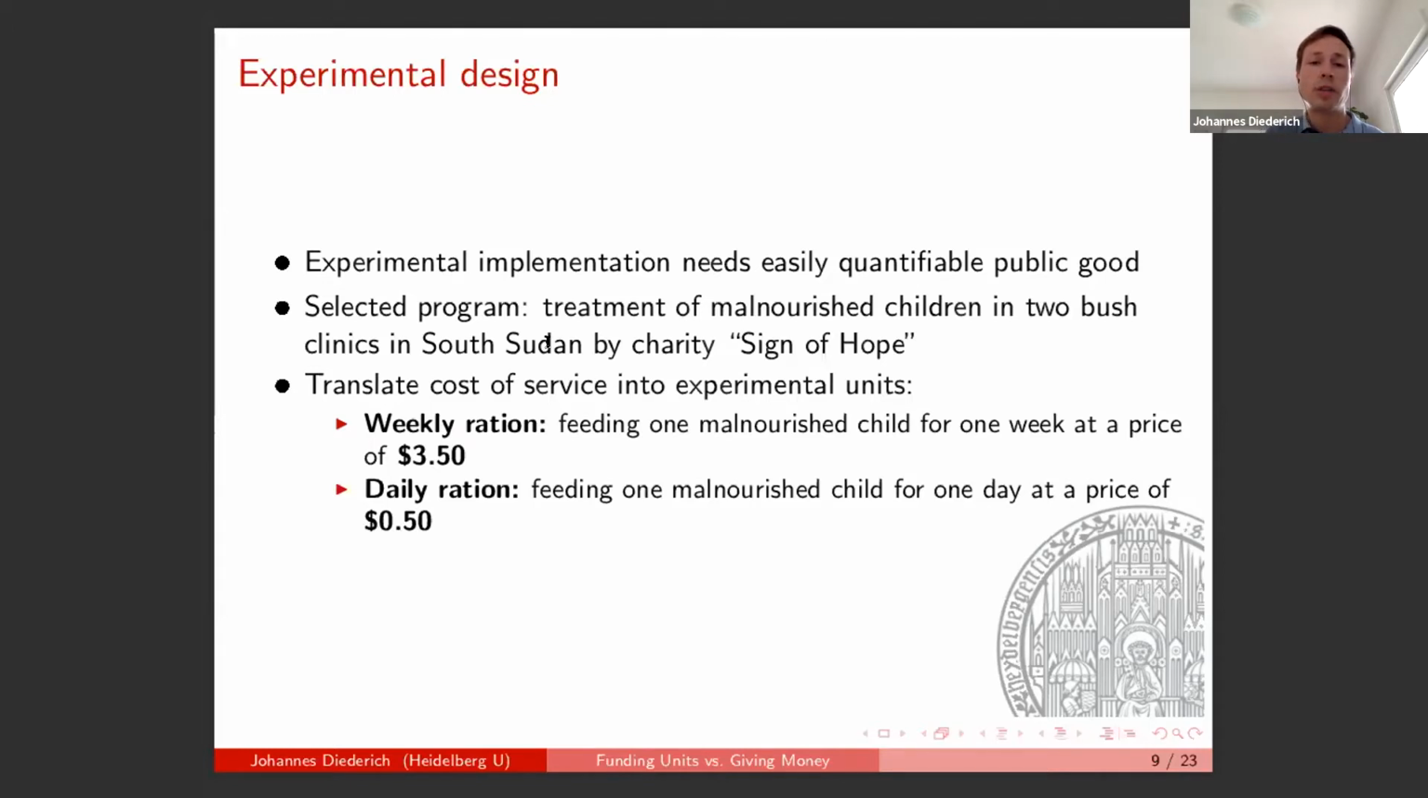The service cost about $15 US per month to feed one child. So we partitioned that, for the sake of the experiments, into two sizes of units that the donors can choose. One was a weekly ration that would feed one child for 1 week, and that would require a donation of $3.50, and likewise a daily ration that the donors could fund for 50 US dollar cents.